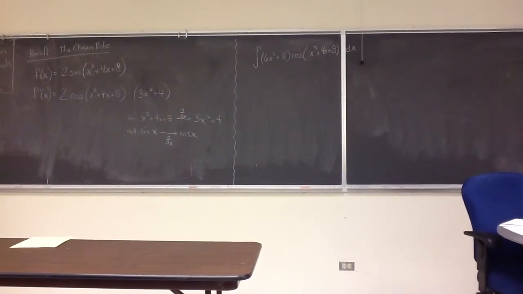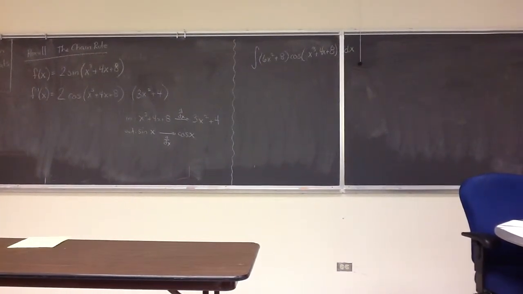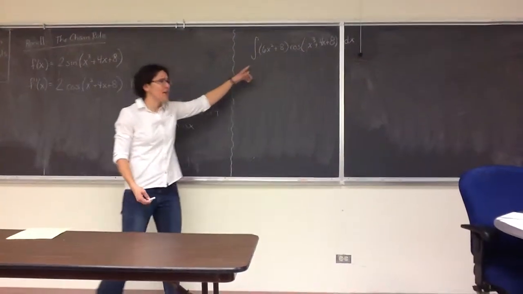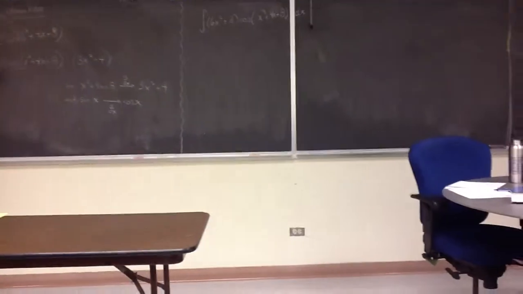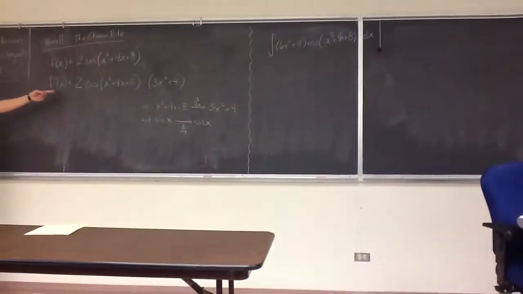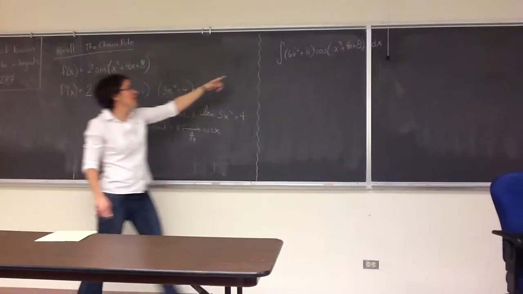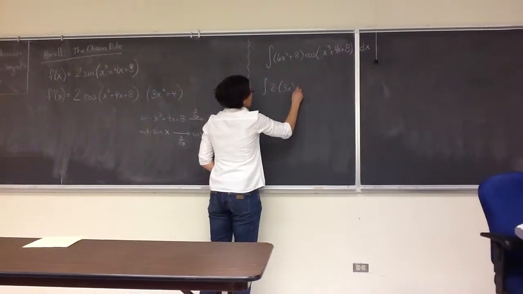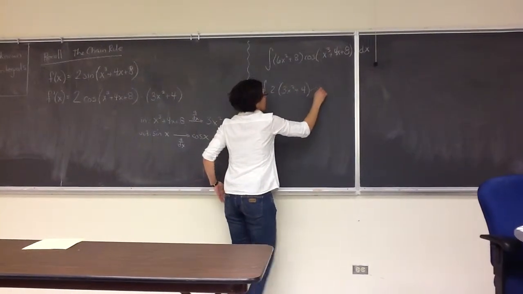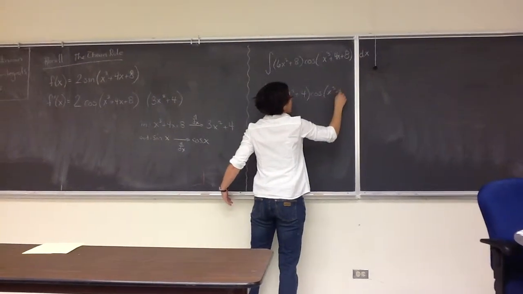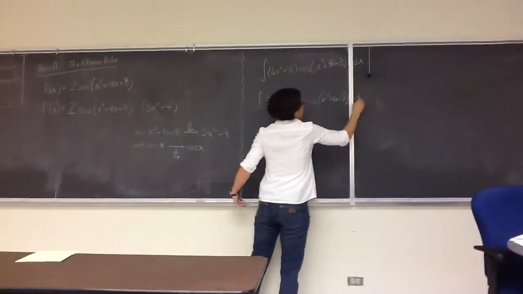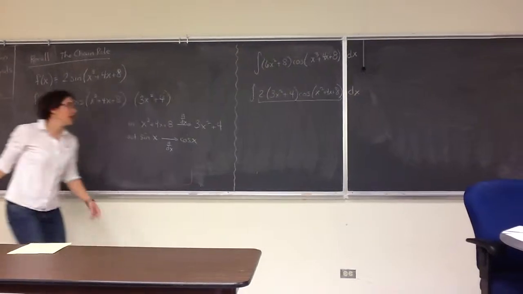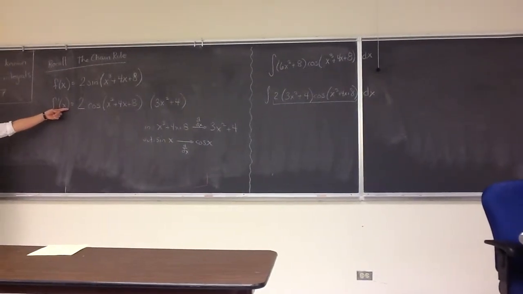And so you look at it and you say, well, I just so happen to have come out of my Calc 2 class where I was just reminded about the chain rule, and this looks an awful lot like something that's written over here on the board. In particular, if I factor 2 out of this first part, then I have 3x squared plus 4, times the cosine of x cubed plus 4x plus 8 dx. And so suddenly this part in the middle looks an awful lot like the derivative that we came up with when we used the chain rule.